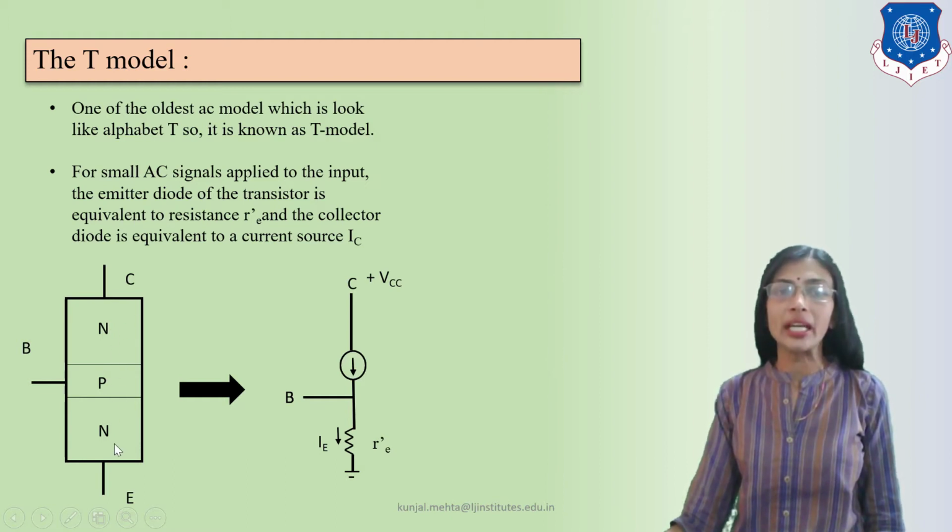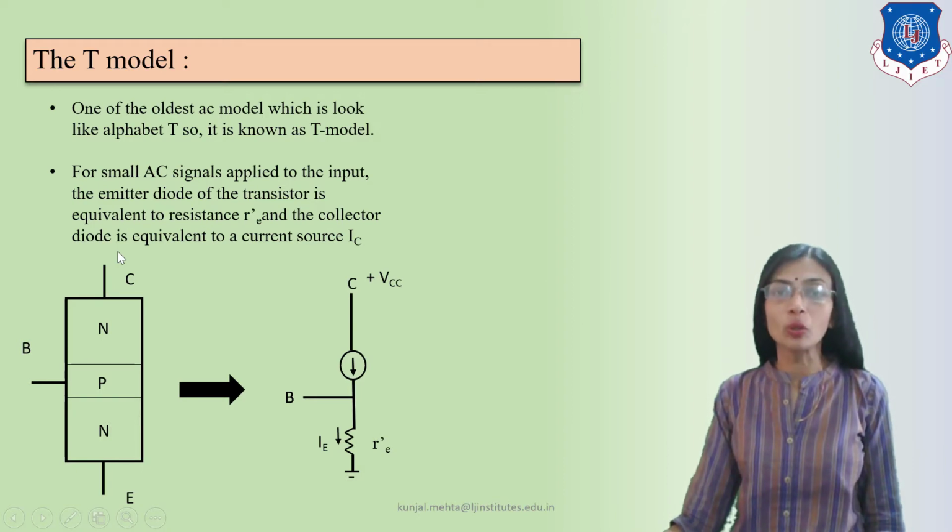This is NPN. This is the emitter region. This is the smallest region. This is drawn like P type material. And this is the largest region, the N type region. It is known as the collector. So there are three terminals of a BJT: emitter, base and collector.